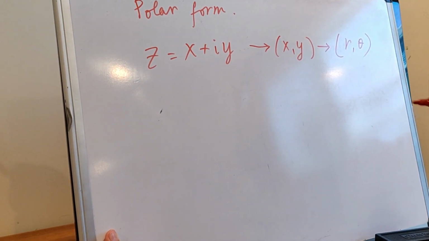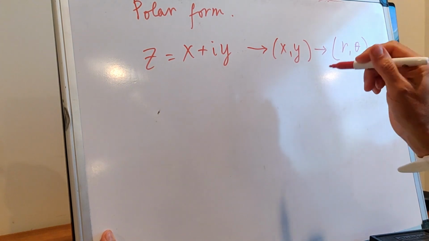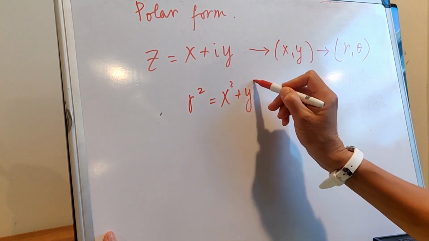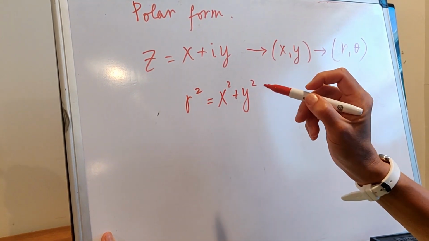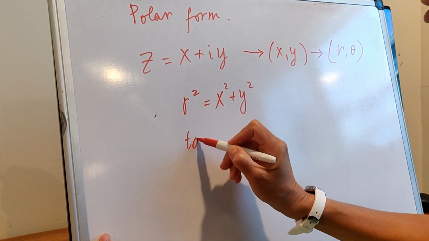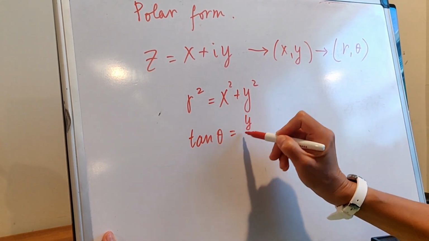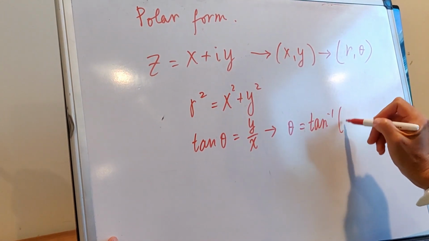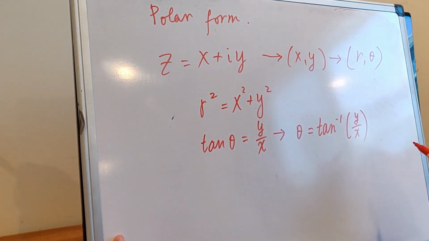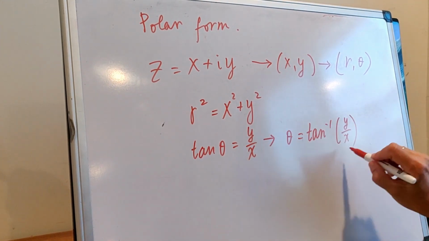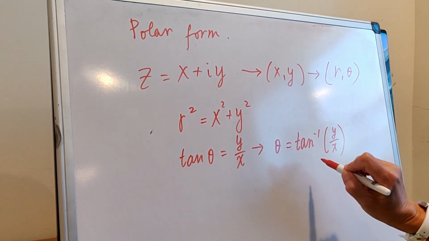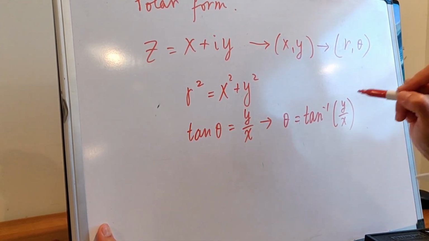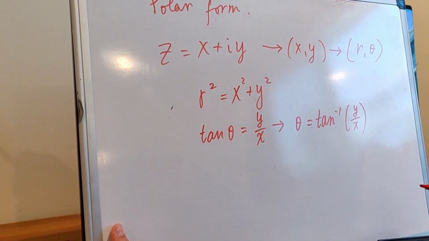So let's see how it's going to work. We do remember from previous sections that r squared is actually x squared plus y squared, the first set of formulas we covered in the previous section. And tangent of theta equals y over x, from where theta is tangent inverse of y over x. We do remember the addition of 180 rule, because tangent inverse returns values from -π/2 to π/2, and if you have something greater than π/2 or smaller than -π/2, you will need to adjust the angle.